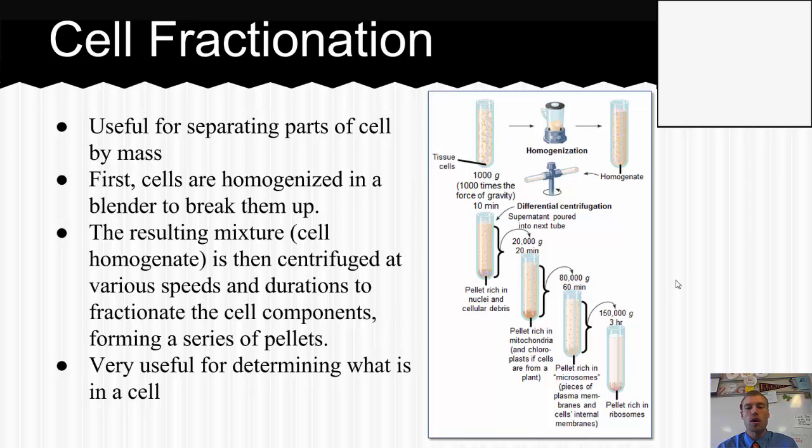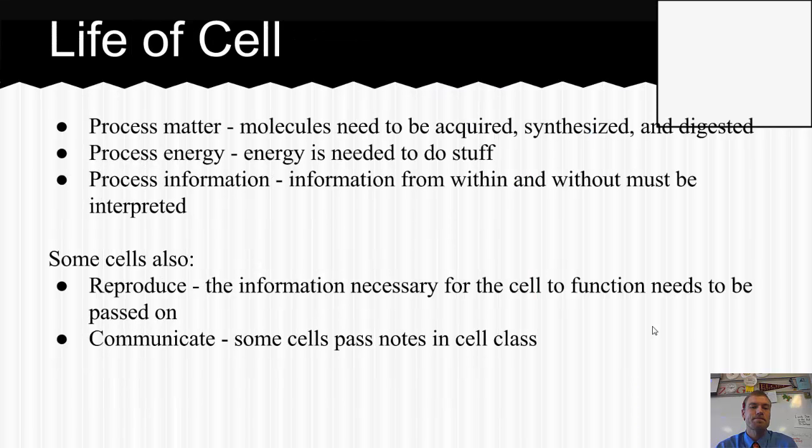You can then pour off the supernatant, which is the liquid above the pellet. Then you take that supernatant and spin it again at a higher speed for longer. You get again a pellet that forms at the bottom with more parts, and you continue to do that until you have separated out all of the cell into different parts. You can see that in this picture here, all the different things that you can separate the cell into. We will do some centrifuging, not of cells, but we will do some centrifuging during class.